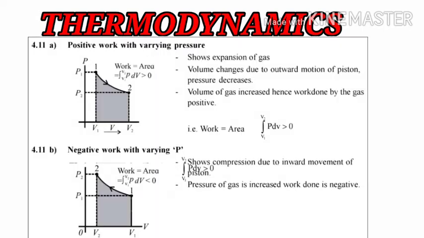So students, in the previous lecture we discussed positive work with varying pressure. In the case of positive work with varying pressure, you can see the PV diagram as indicated on your screen. In the PV diagram, the pressure is indicated on the y-axis while the volume is indicated on the x-axis.